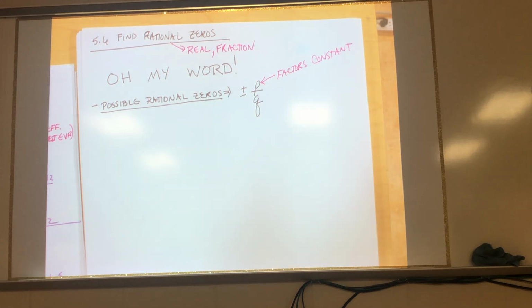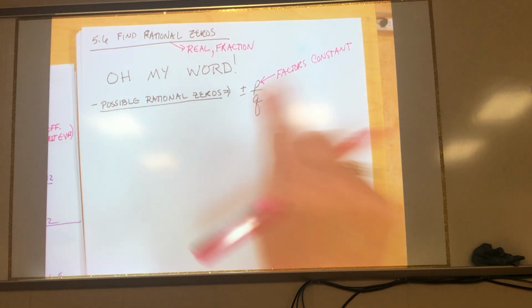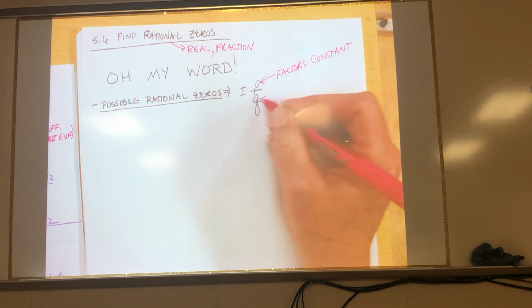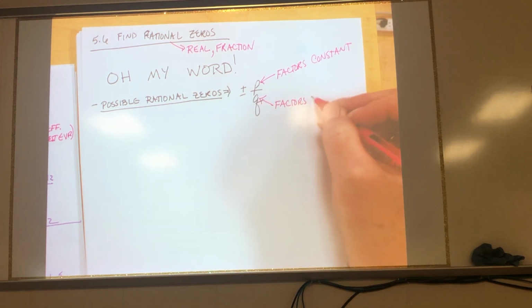Where's the constant on my polynomial? He's at the end, and now he gets to be on top. He gets to be first, okay? And Q represents all the factors of my leading coefficient.